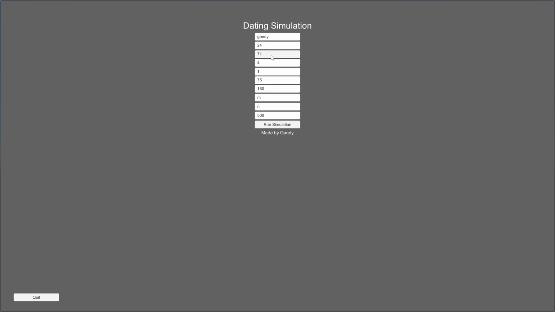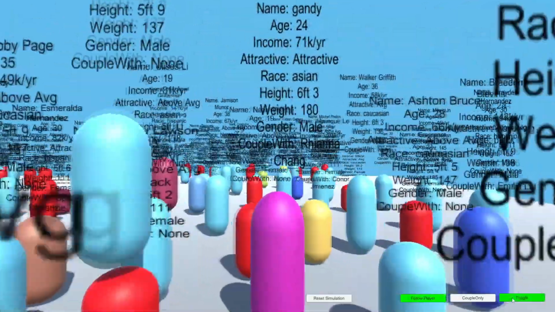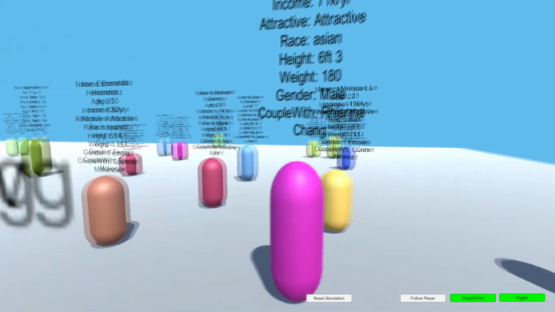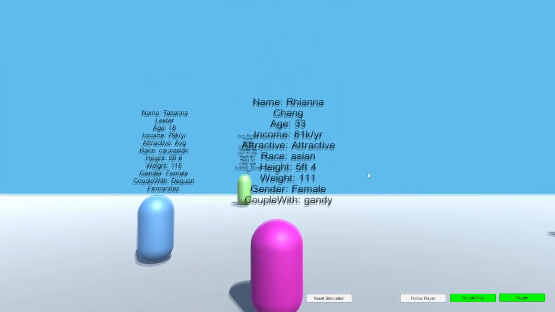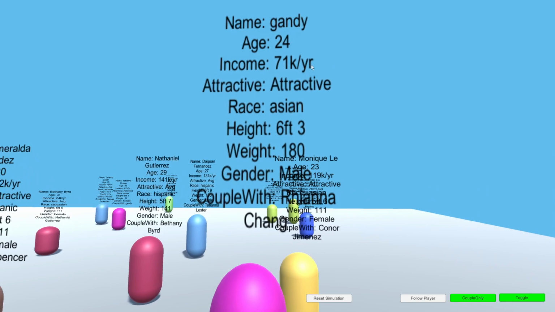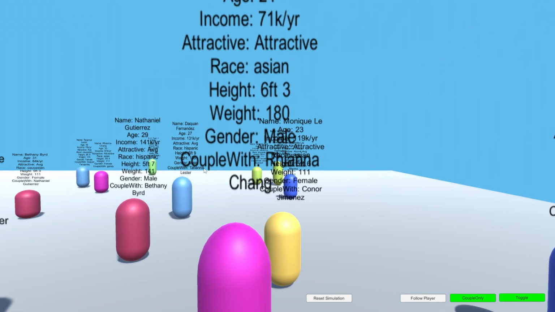So let's give my guy average salary, $71,000 per year, but keep the same appearance. Let's see. And it turns out I already found a person. Let's see who this person is. So I found an attractive person that makes the same amount of money as me, and this makes sense. We're both pretty much in the same income zone, and we're both attractive, so that's good.